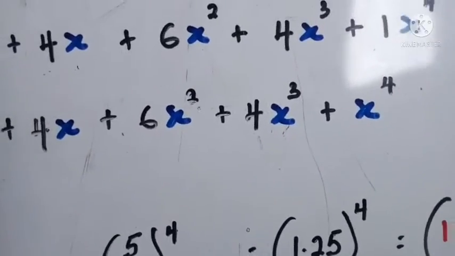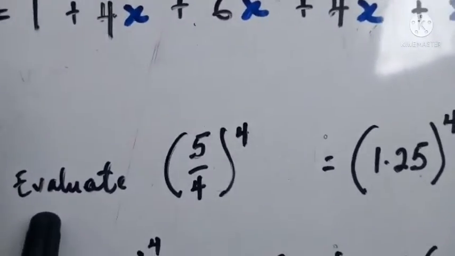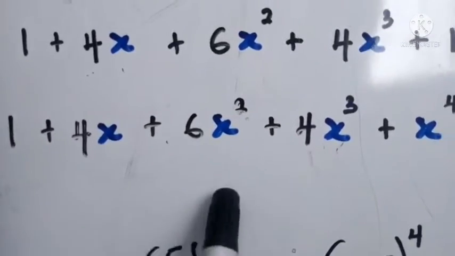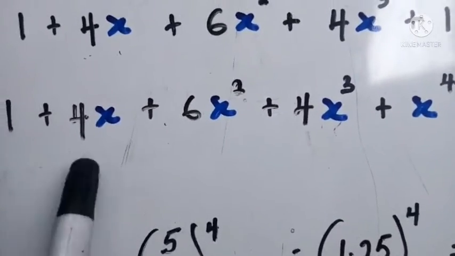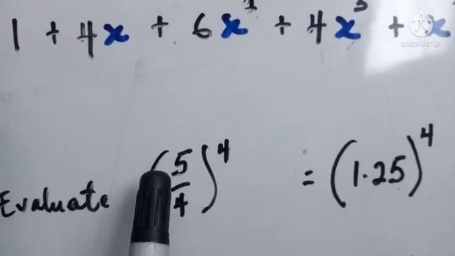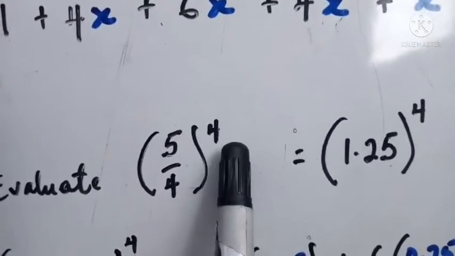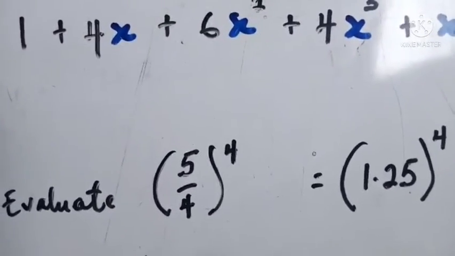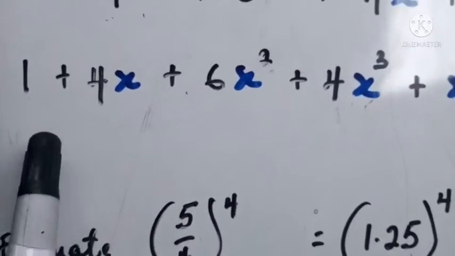So thanks to Pascal. Okay, now the second part says that we should evaluate, using this result. That is very important. So we are going to use this to evaluate 5 over 4, everything raised to the power 4. Is that okay? So look at something. The trick here is that they say you should use this.